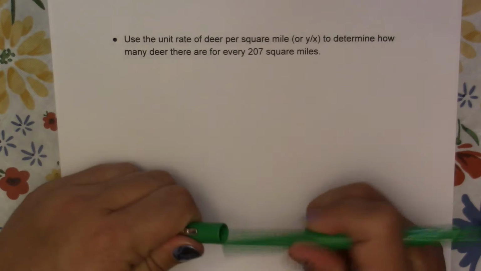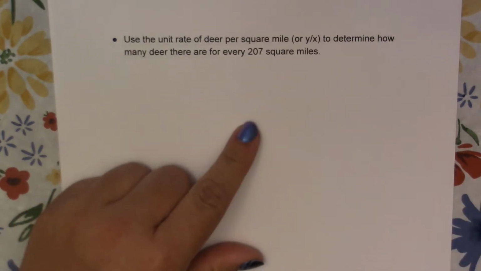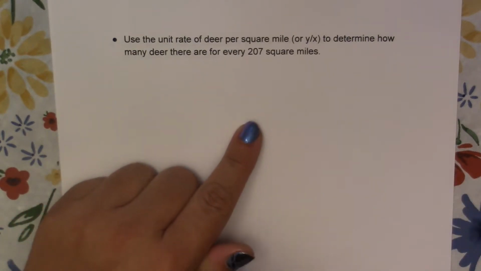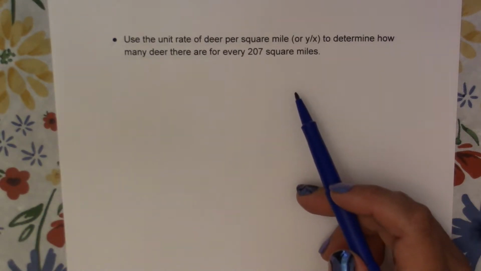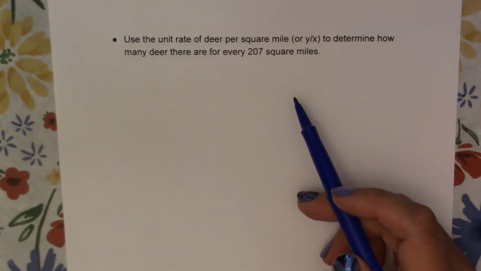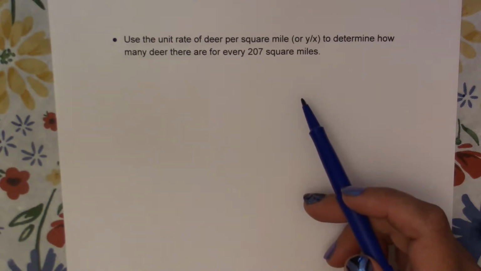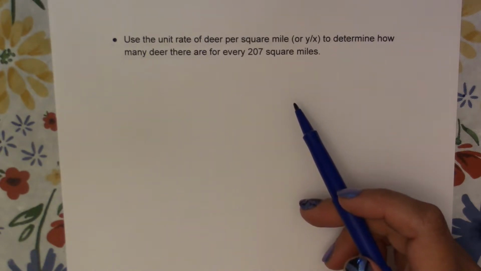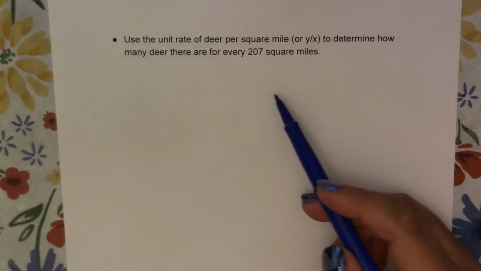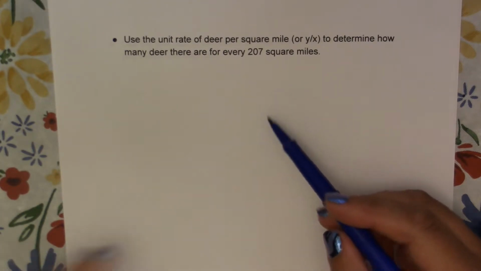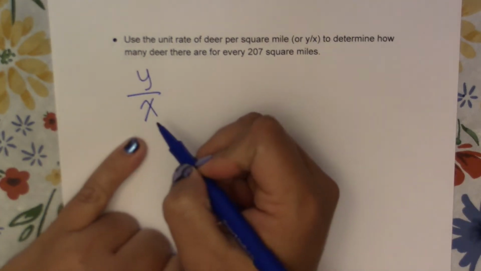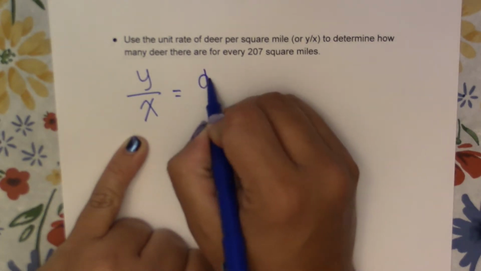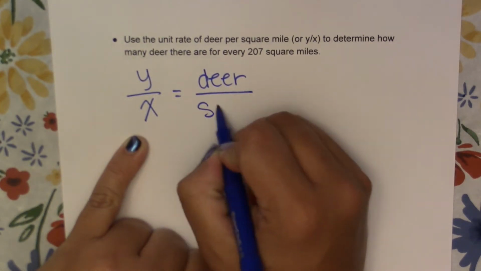All right, use the unit rate of deer per square mile, or y divided by x, to determine how many deer there are for every 207 square miles. So this one we're going to use some equations to help. In one of our previous lessons, we had talked about writing our equation using the form y equals k times x. So we're going to talk a little bit about that here. When we talk about this y divided by x, we're really talking about the deer per square mile.